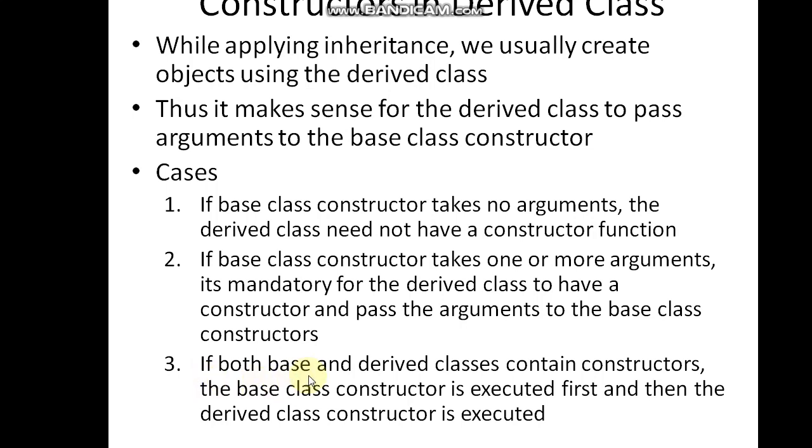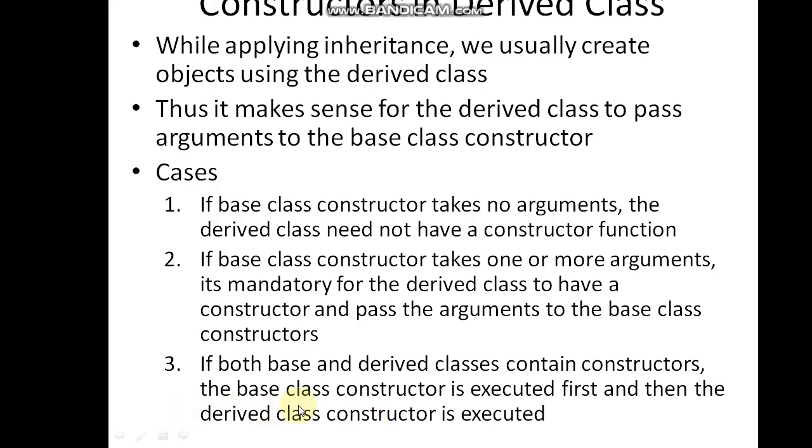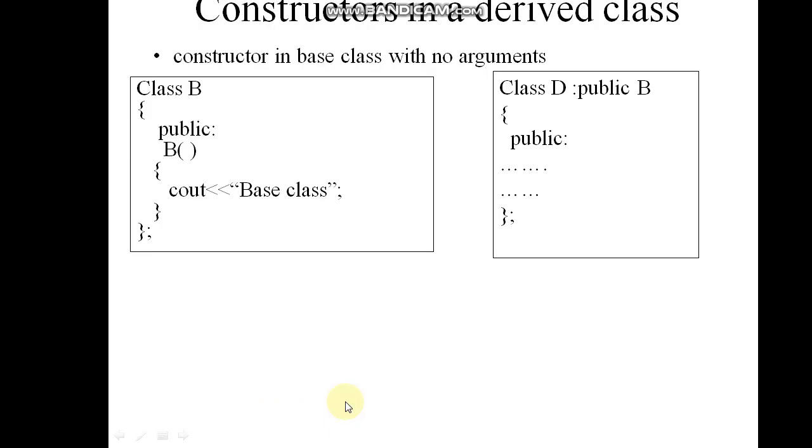If both base and derived classes contain constructors, then base class constructor is executed first and then derived class constructor is called. And it is the responsibility of the derived class constructor to take parameters for base class constructor as well. Now, we will see few cases with example.